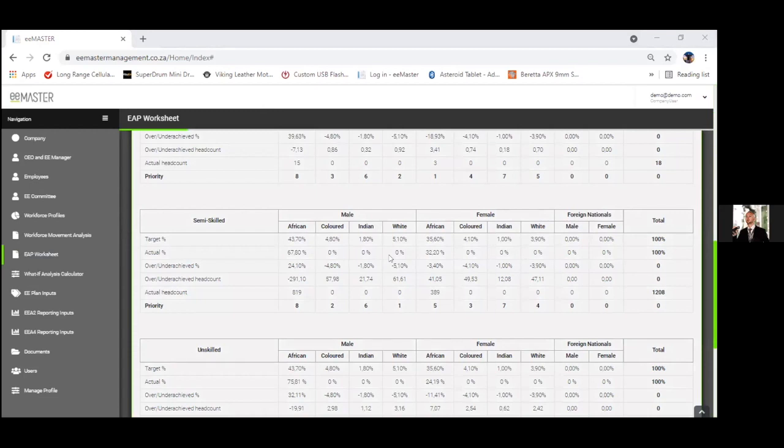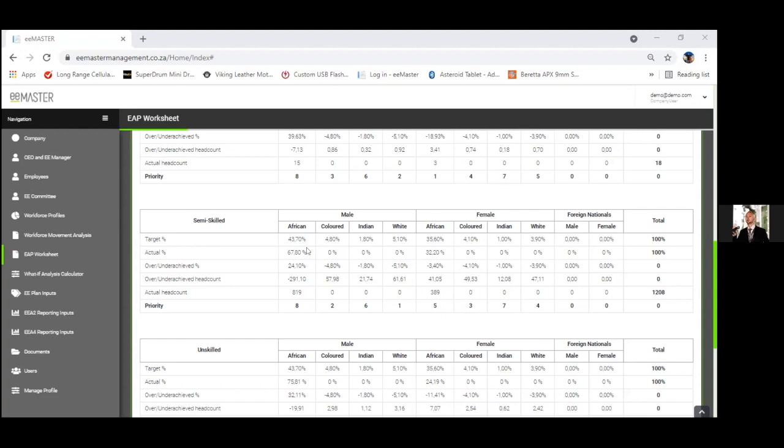Good morning, everybody. Okay, so we utilize what we call the EAP worksheets. I'm just going to explain how this actually works. I'm going to use the semi-skilled occupational level as an example. You'll see on this level there are 1,208 employees, and the total target percentages for each race and gender are as follows.